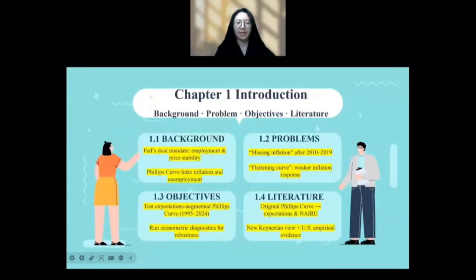Chapter 1. This chapter introduces the background, problems, objectives, and literature of our study. We focus on the Phillips curve framework and examine whether it still explains the inflation-unemployment relationship in recent decades.